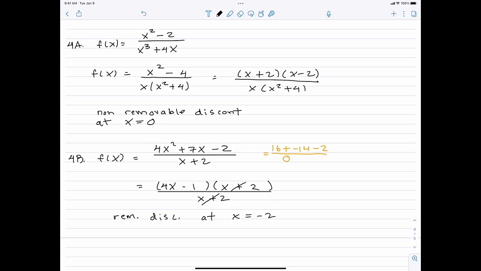No, let's go through 5. Let's finish up 5, and then I will put a pause on it. L'Hôpital's always takes a little longer. They're not hard, but they always take a little longer. So let's do 5A.